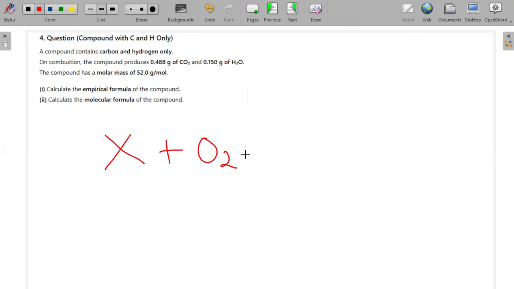So what will be produced here when an organic compound reacts with oxygen will always be water and carbon dioxide. Of course, there can be some minor products, but the major products that we are going to be focusing on mostly will just be carbon dioxide and water. So whenever an organic compound reacts with oxygen, water and carbon dioxide are produced. Yeah, so that's what happens in combustion analysis.